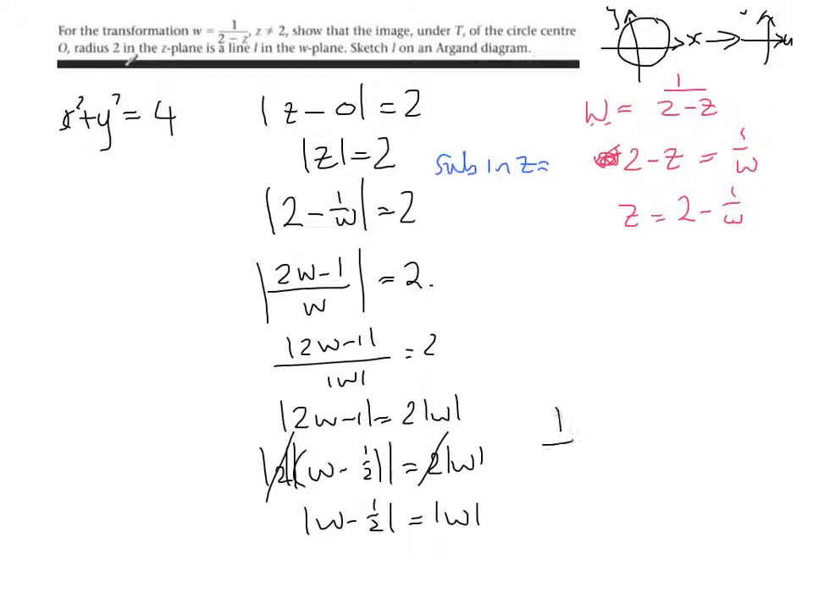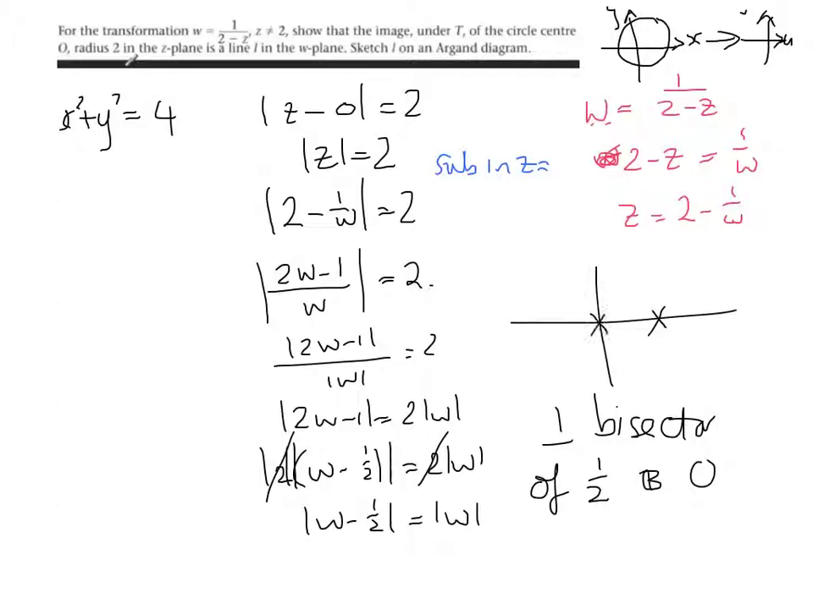This is the perpendicular bisector of the point a half and the origin. So the point a half is here, the origin is here, it's the perpendicular bisector of the two. It's this line here, which would be, don't forget we're now on the w plane, the line u equals 1/4. So that's the equation of the line, and there's a little sketch of it.